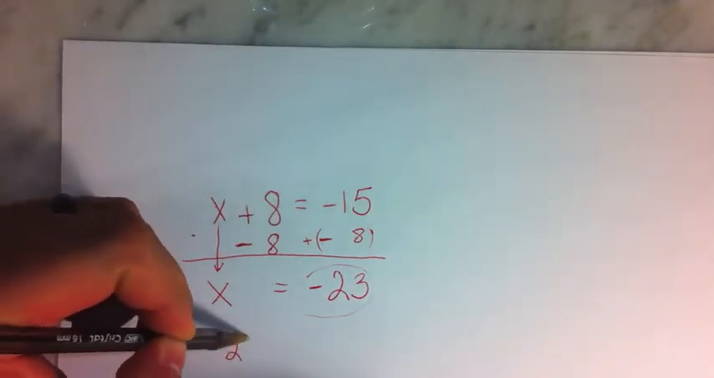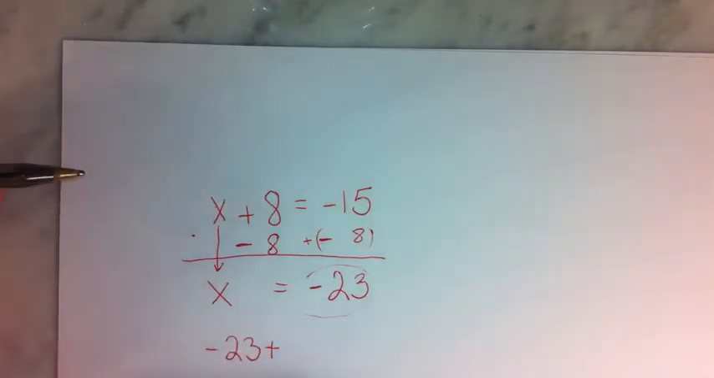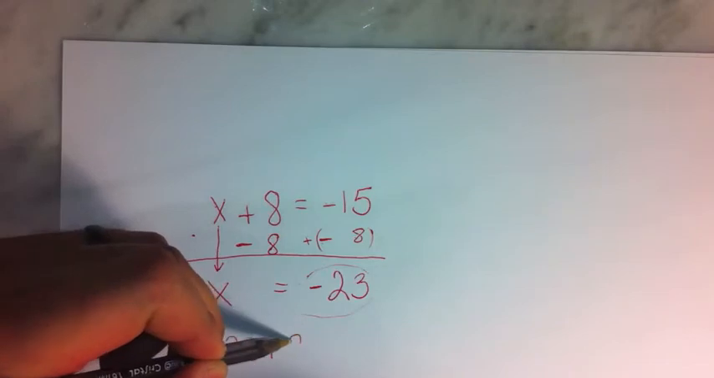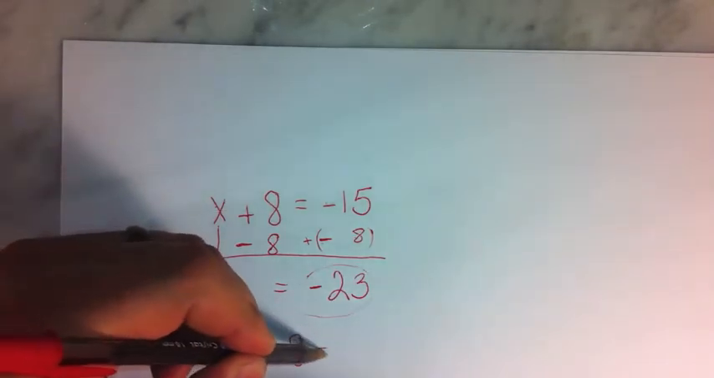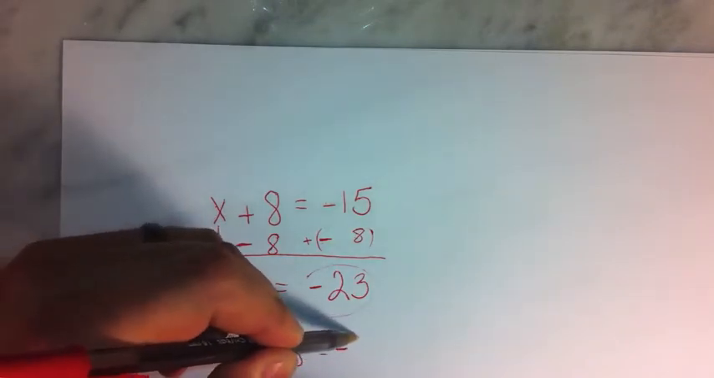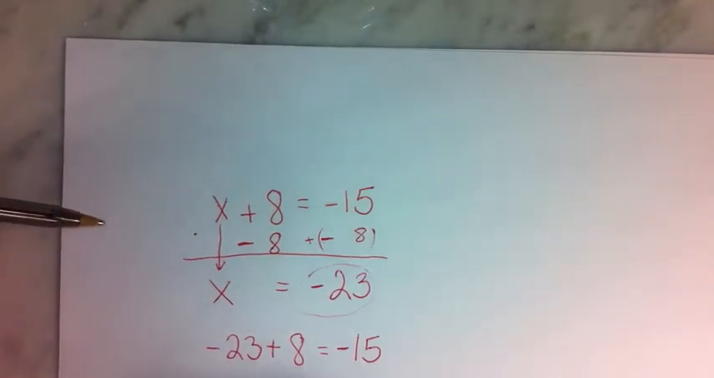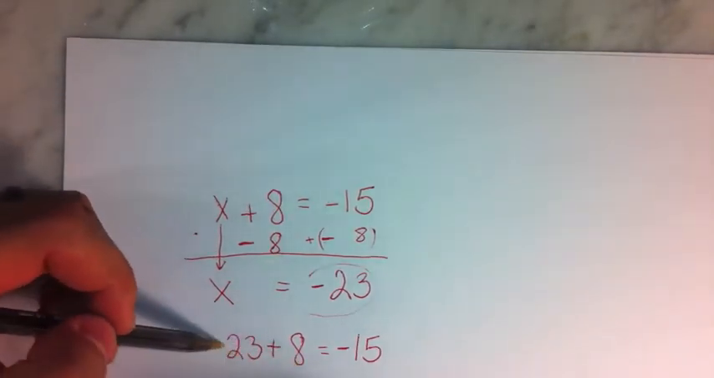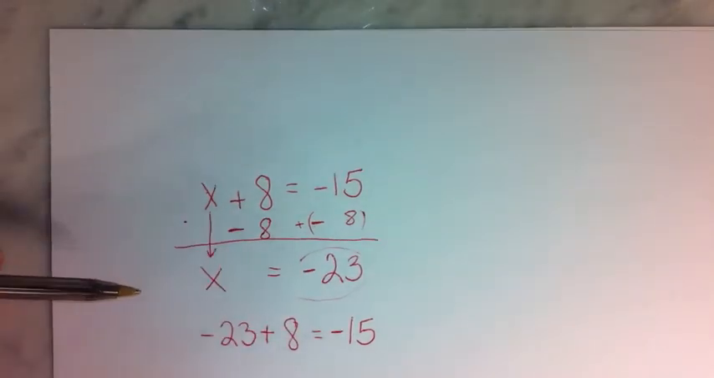Negative 23 plus 8 equals negative 15, hopefully. Okay, if this works out, if it says this side equals negative 15 and that side says negative 15, then we know we did a good job, and I'm pretty sure we did.